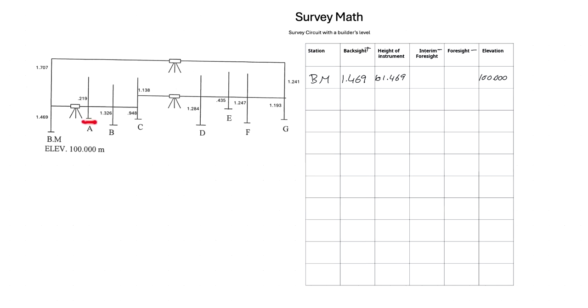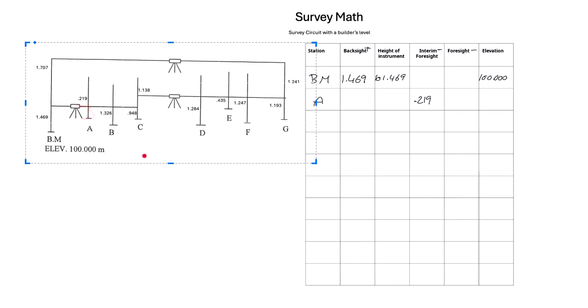This is an elevation we're trying to find, but we have our height of instrument minus our reading will give us our elevation. So let's pop those in here. We have our station A. We have an interim foresight, 0.219. And does that make sense? So we're looking out at a level line. Our rod is sitting on elevation A on that point. So where that reading happens is the 0.219. So if we take our height of instrument minus that reading, that will give us the elevation for A.